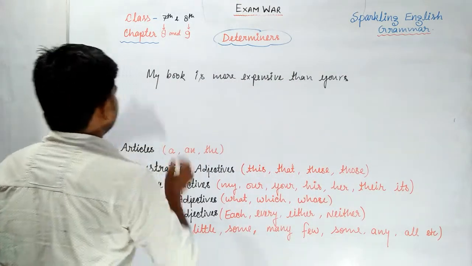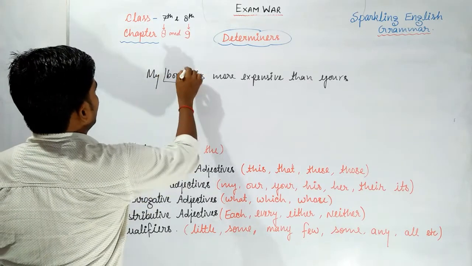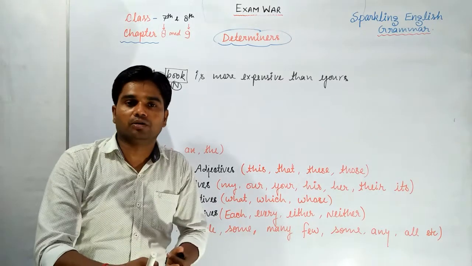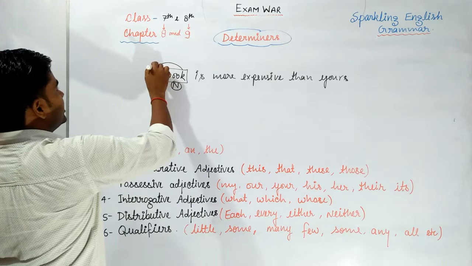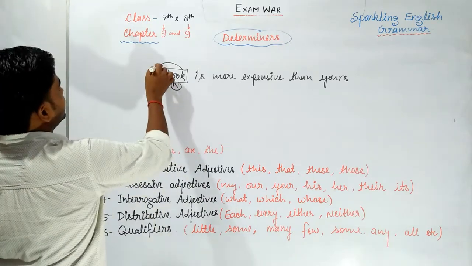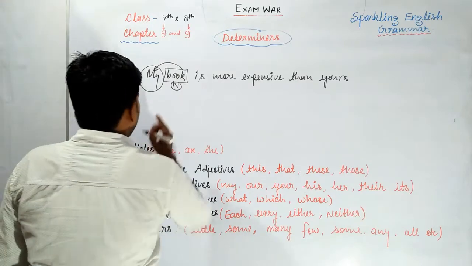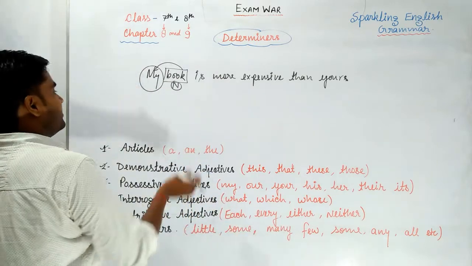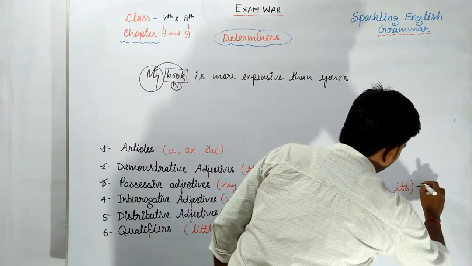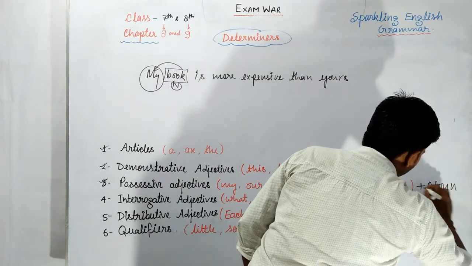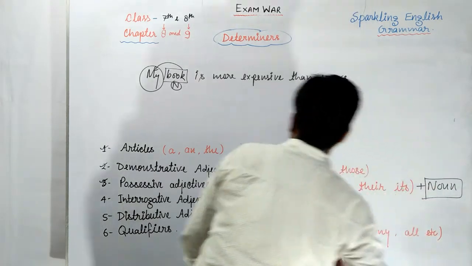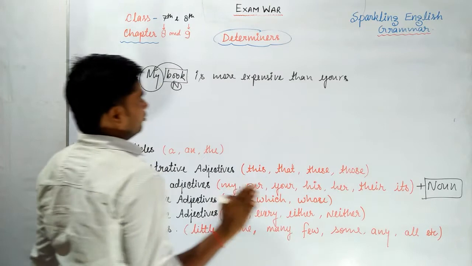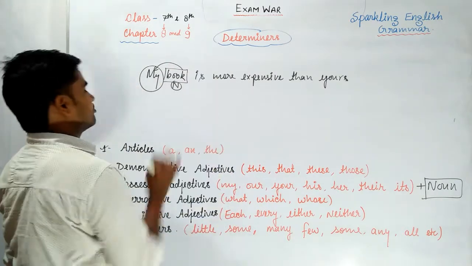So my dear students, in this sentence, the noun is book, and we have shown possession of this book. That's why we used my. This book belongs to me. That's why my is used for showing possession, and this is a possessive adjective. In fact, all these words are possessive adjectives, and all these words are always followed by a noun. You must learn this point. These possessive adjectives are always followed by a noun. I think you got this point very well.